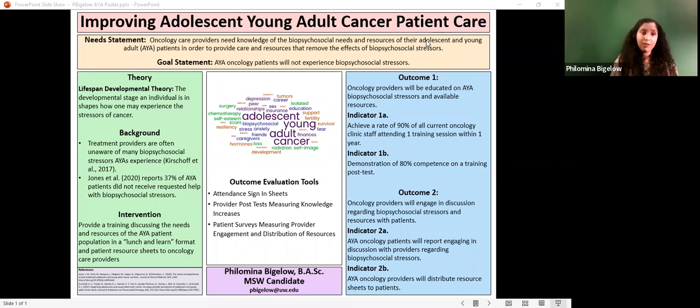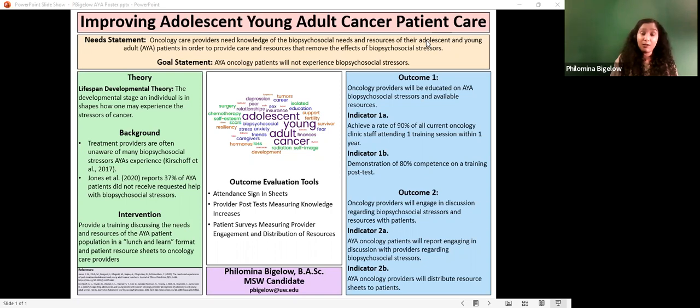So I don't expect providers to become experts on the specifics of every single resource. I really more so expect them to know that there are resources available and to help connect with that for their patients, to let them know what's available and to talk about some of the issues affecting them.